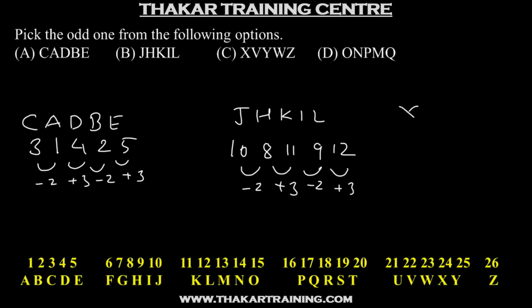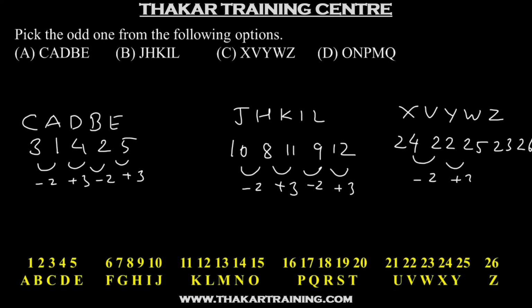The third is X, V, Y, W, Z. So X is 24, V is 22, Y is 25, W is 23 and Z is 26. So here we have minus 2, plus 3, minus 2, plus 3. So if all the three are satisfying the same relation, the odd one will be option D.